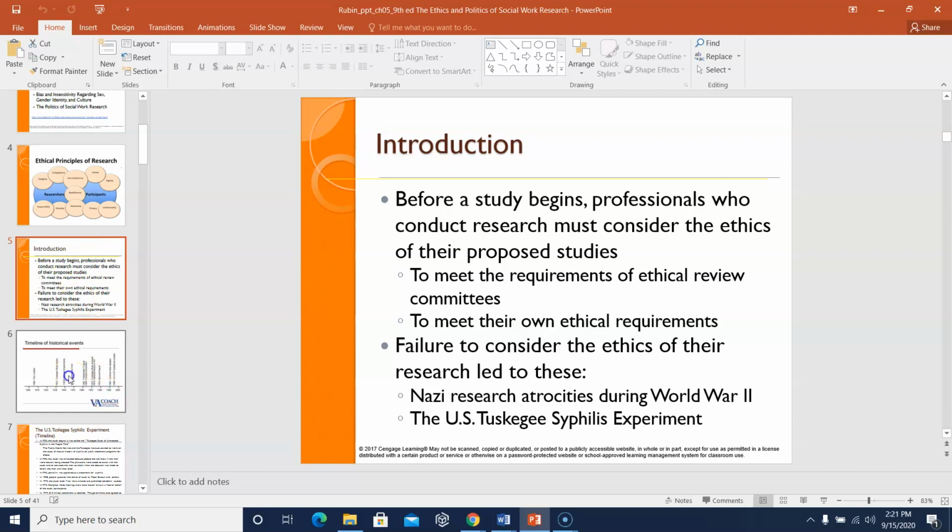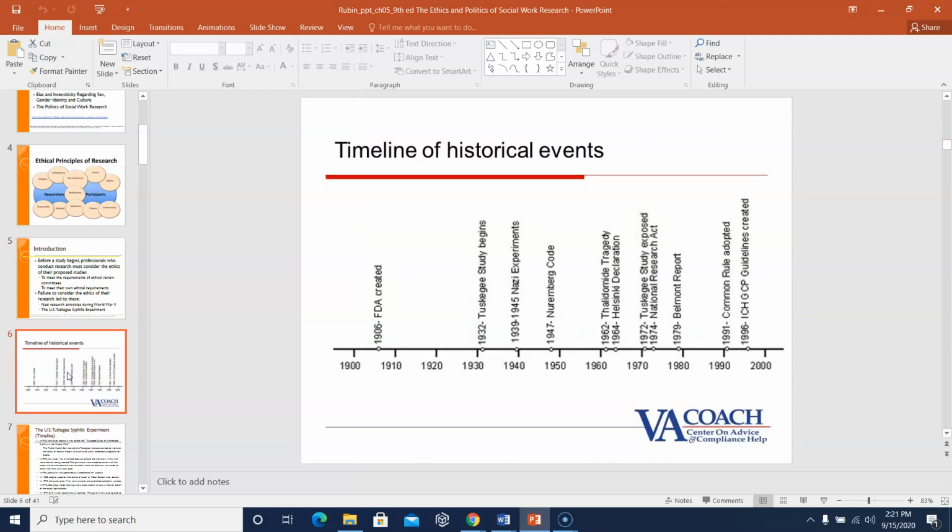Let me just go to this timeline, which is interesting because the Tuskegee syphilis study actually began before World War II. I'll talk a little bit more about it, probably on the next slide. But let's talk about during World War II, and after World War II, because of many of those atrocities conducted by the Nazis. Let me back up, because I was going to talk about the Nuremberg trials.